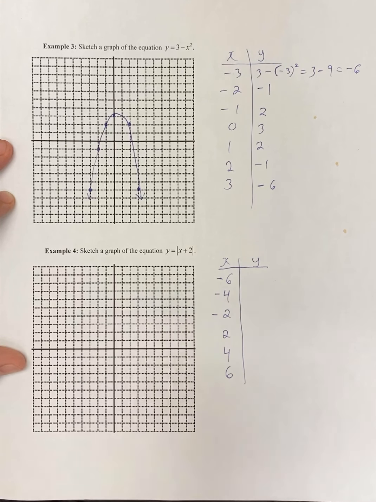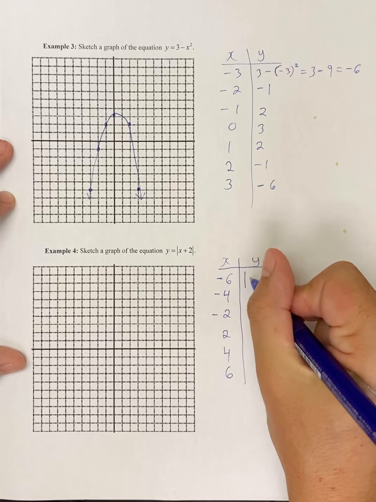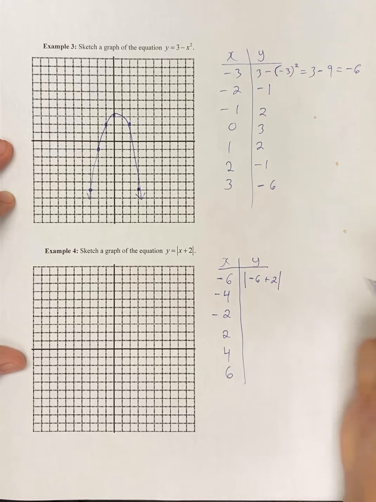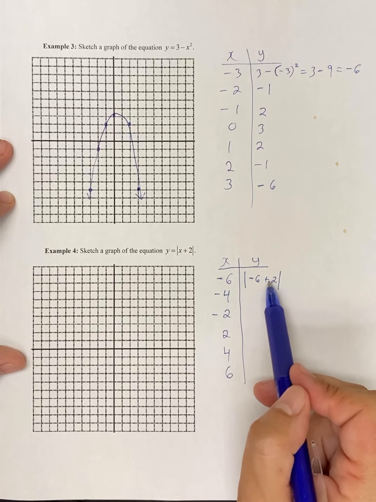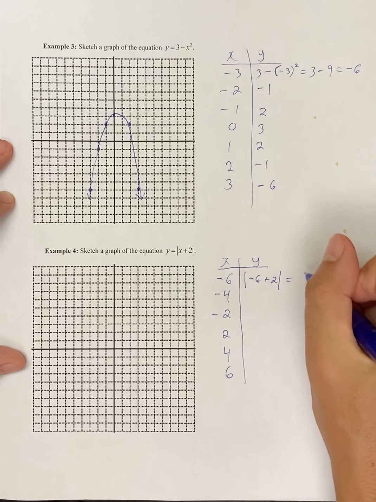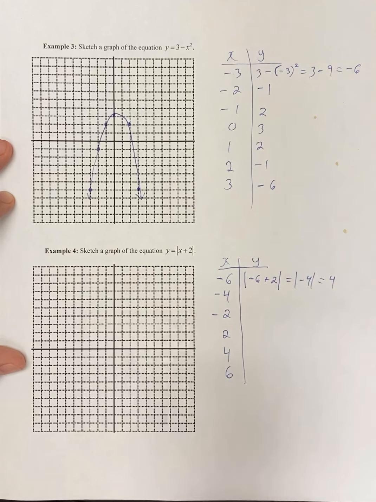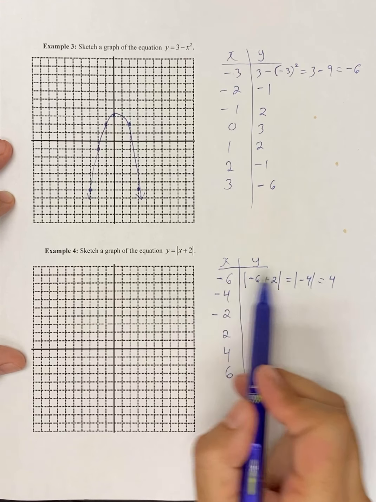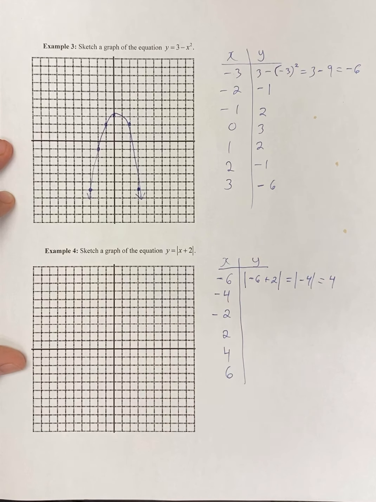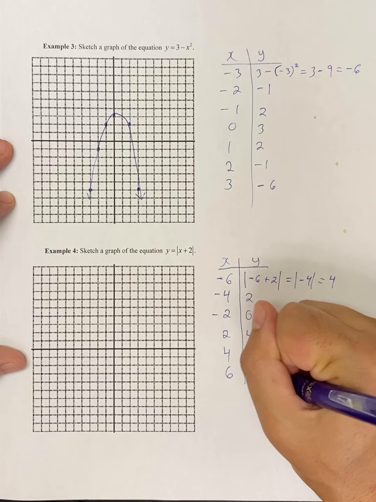All right, so to plug in -6, that's absolute value of, in place of x, is -6 plus 2. I always need to evaluate within the absolute values first and then apply the absolute values. So -6 plus 2 is -4, and then I'm taking the absolute value of that, which gives me +4. So the point -6, 4 is the solution of this equation. And when I evaluate the rest of these, again, just carefully following the order of operations, my y values are 2, 0, 4, 6, 8.